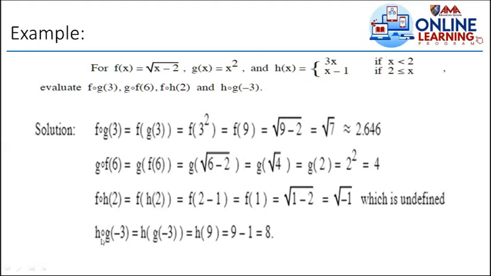For the last one, h of g, which is negative 3. Okay? So, yung g natin is x squared. So, g of negative 3, squared, the answer is 9. Tapos yung h natin, which is greater than 2, dahil 9 na po siya, so we have 9 minus 1, the answer is 8. So, that is our example for the composite functions.